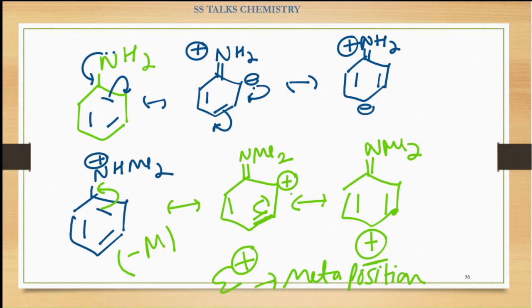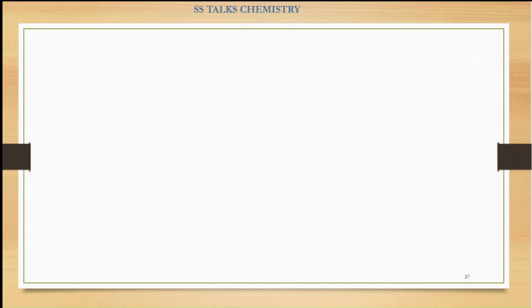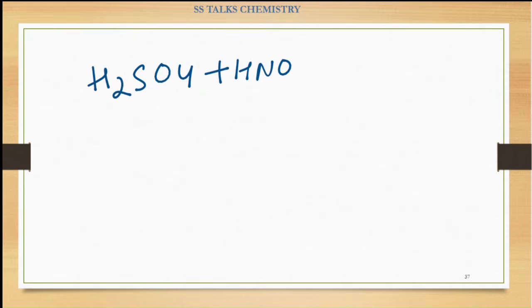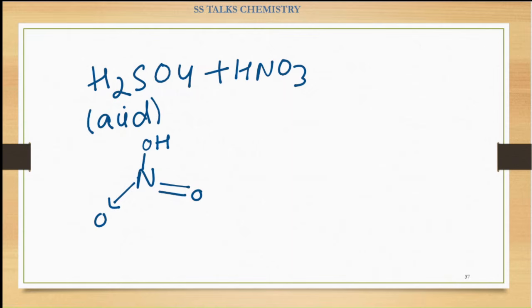Now for this nitration, what is the electrophile? That is your NO2 positive. The reason for that: this H2SO4 plus HNO3 mixture behaves as an acidic mixture. In that, this HNO3 that I am having goes like this. Here the OH group is present. Now in the presence of the sulfuric acid, this H positive is present.